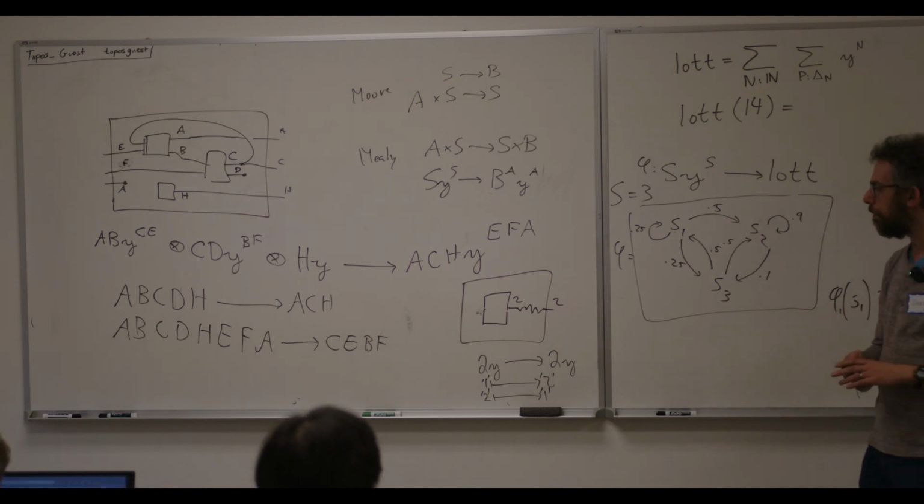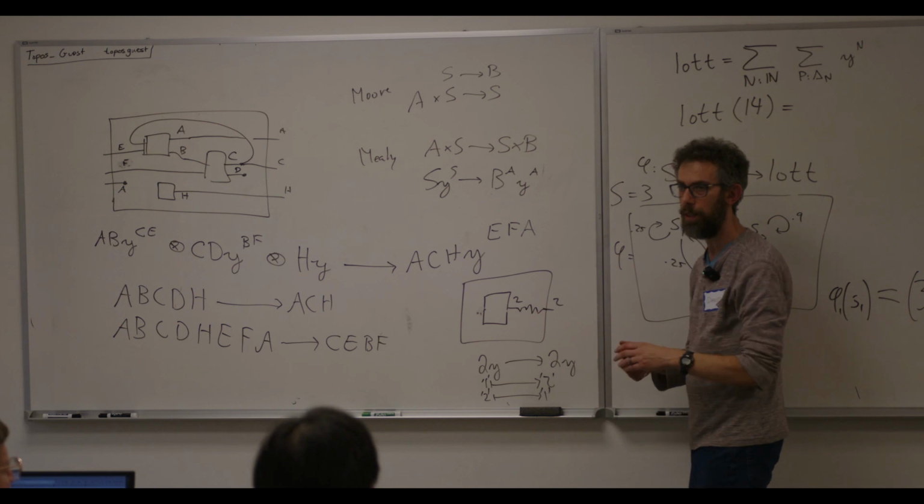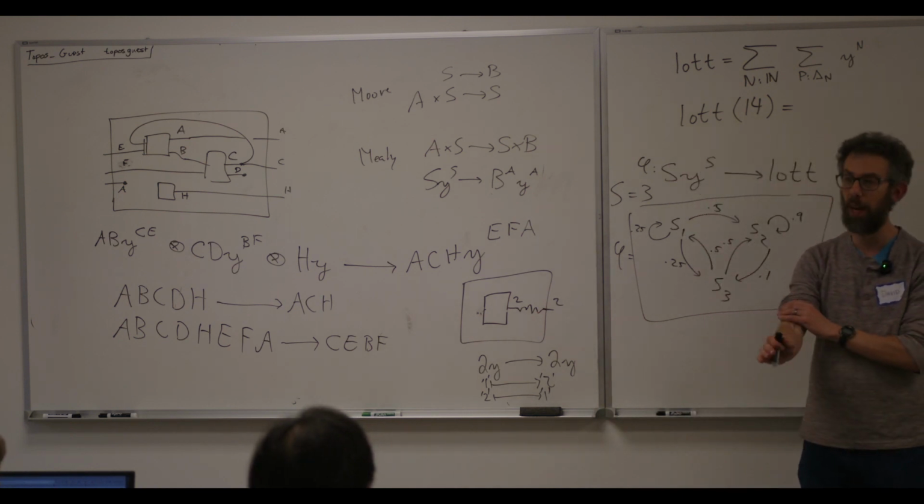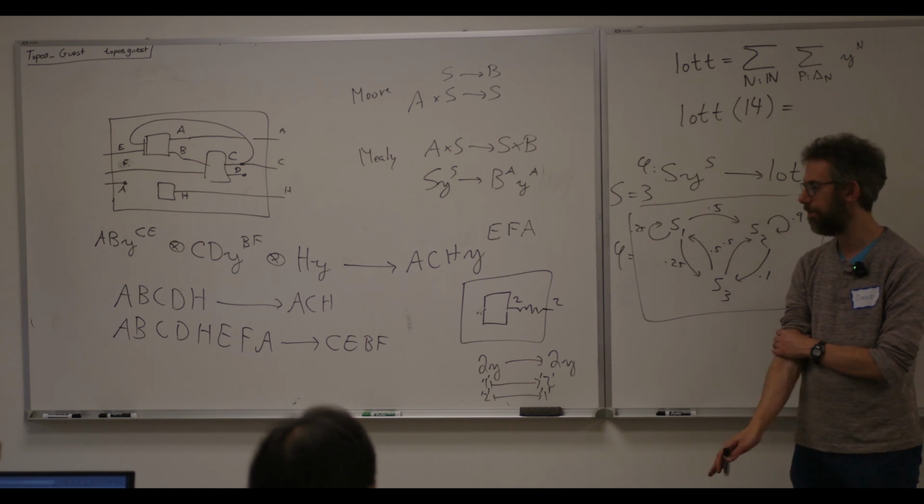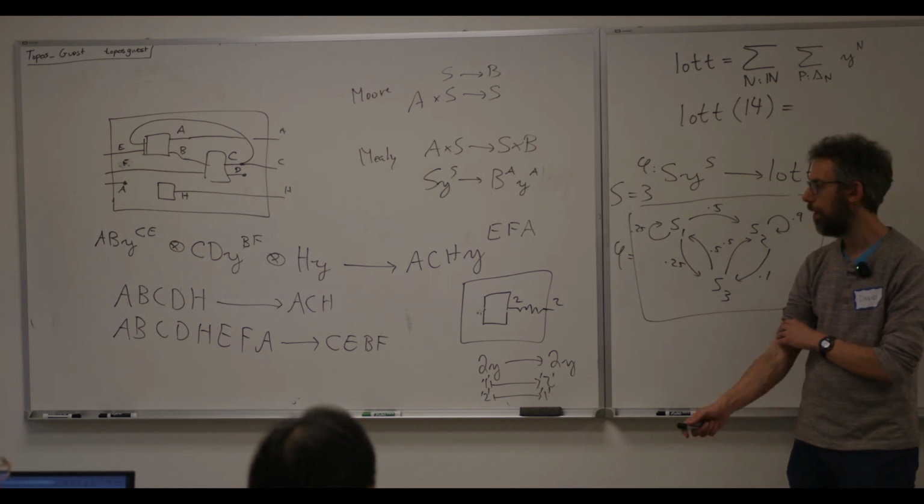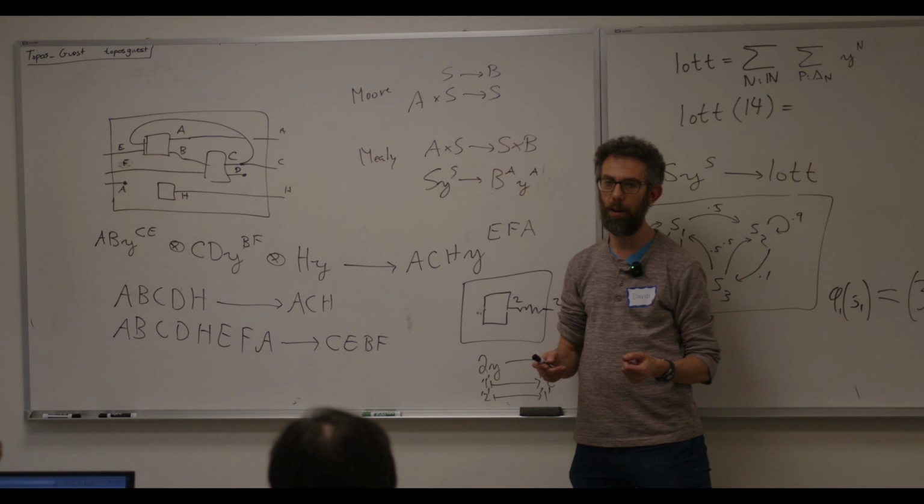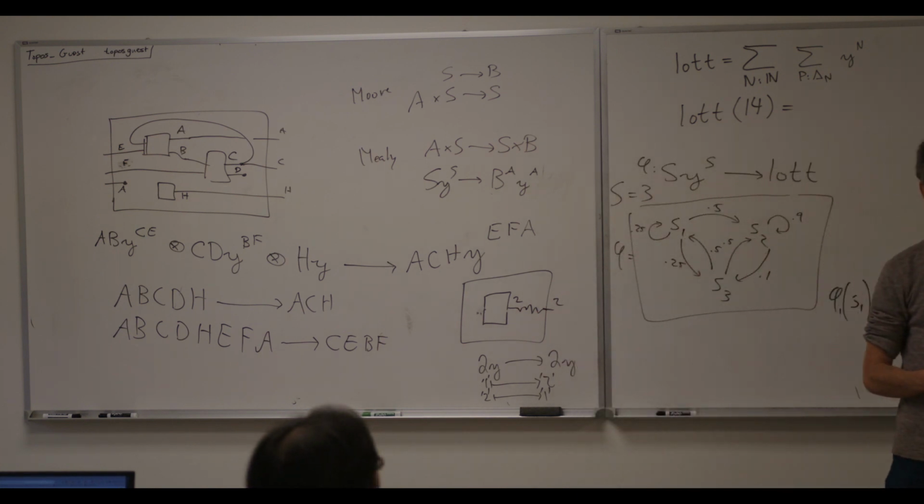So not every map of polynomials from this to this will be a wiring diagram, but there's way, way more. There are exponentially more actual polynomial maps than there are ones that can be written with wiring diagrams. Does that make sense?